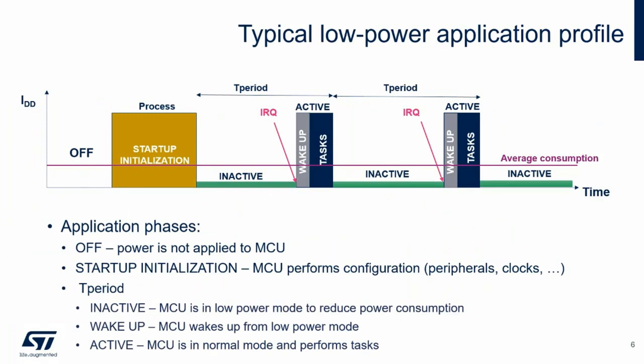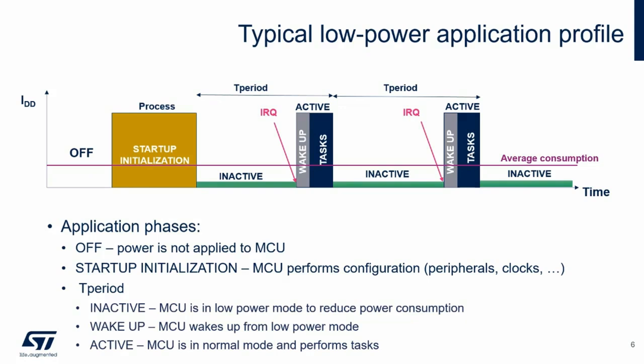During this webinar, we want to speak about ultra-low power, so as a starting point, let's try to define the profile of a typical low-power application. At the very beginning, the microcontroller has no power supply, which is typically a battery. So the first phase we can simply call the off phase. Then power supply is applied and the microcontroller starts to execute the application. The first part of the application is always related to configuration of resources like clocks, GPIOs and peripherals. We can call this phase startup initialization. This phase typically takes place only once.